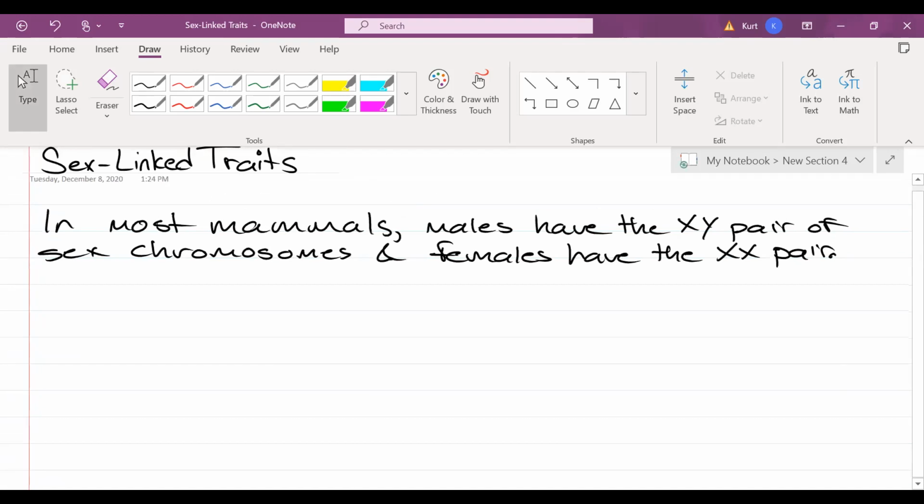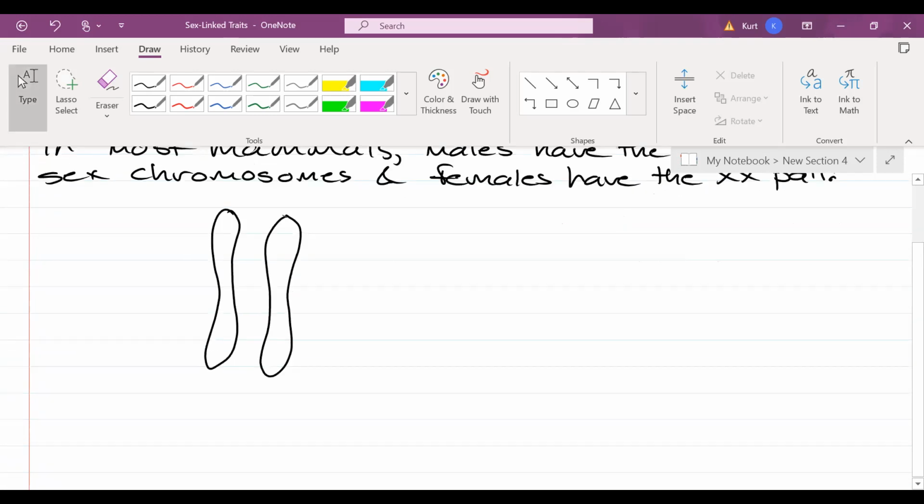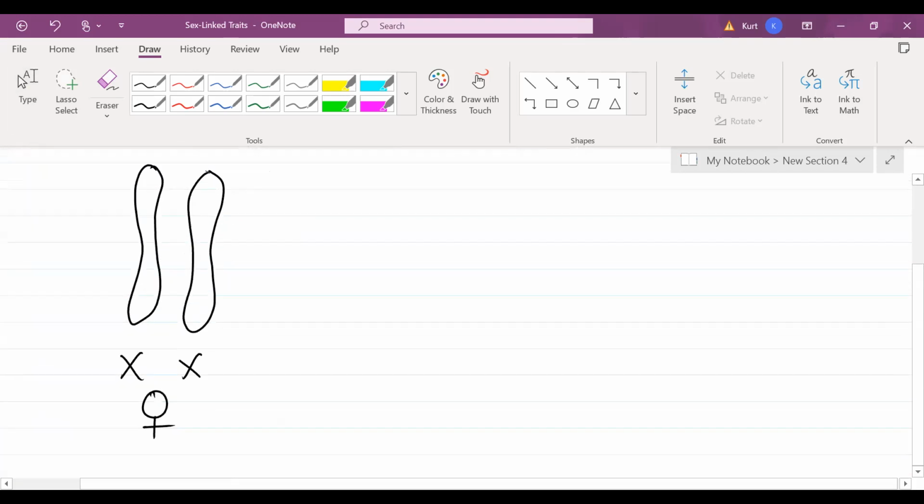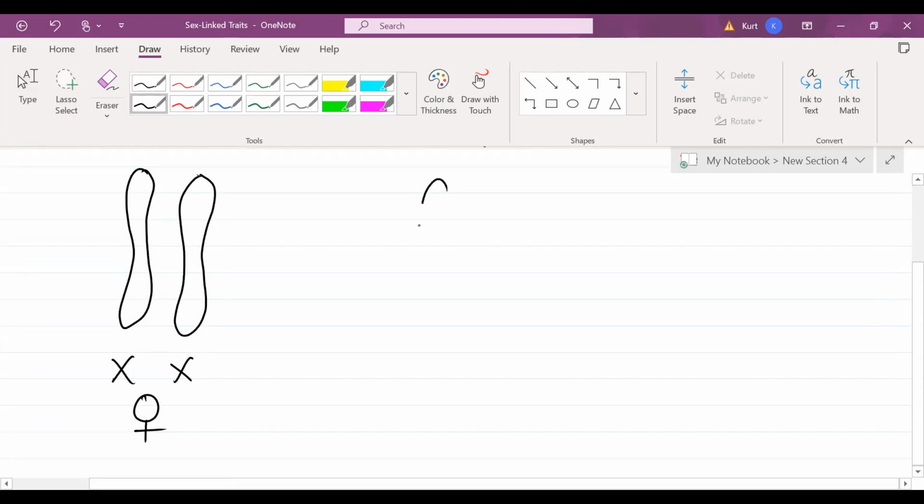Let's see what you guys remember from just a few weeks ago. What do you call that actual visual representation of chromosomes from an individual? Very good, a karyotype. So if you actually looked at a karyotype, here's what a female would look like. Those are two X chromosomes. Looks like a rabbit. And then here is a male.